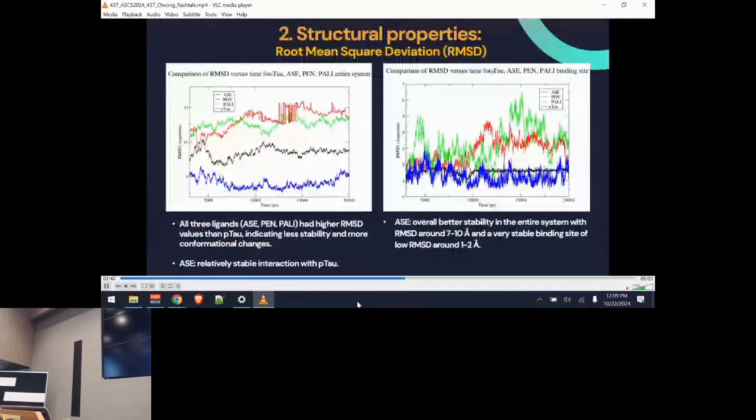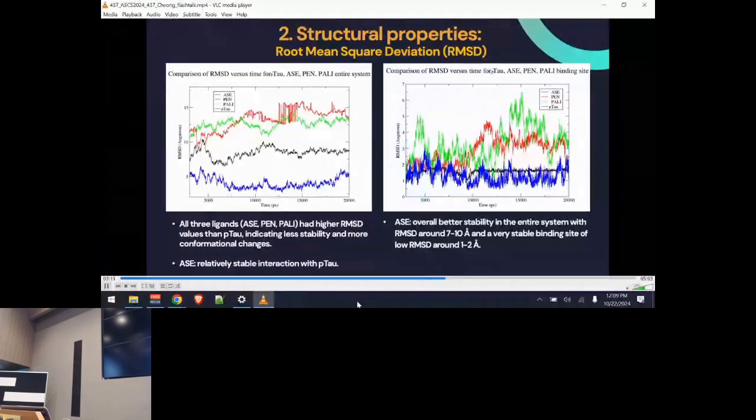Root mean square deviation (RMSD) is a standard measure used in MD simulations to quantify the average displacement of a selection of atoms from a reference structure over time. Lower RMSD indicates structural stability, while higher RMSD indicates significant conformational changes or instability. All three ligands had higher RMSD values than the p-tau, indicating less stability and more conformational changes.